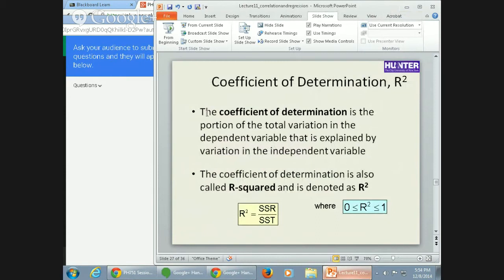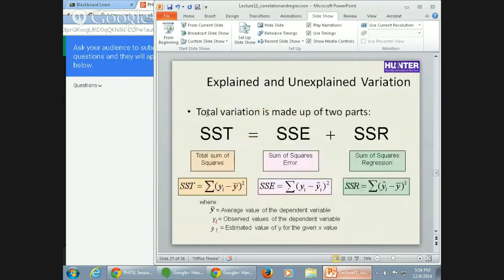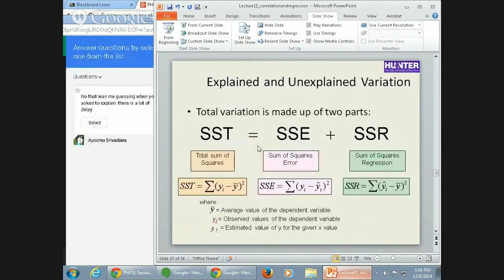So when you break up your regression that way, and that, by the way, is very general, this way of breaking up your errors is not limited to simple linear regression. You can do this for all kinds of regression.